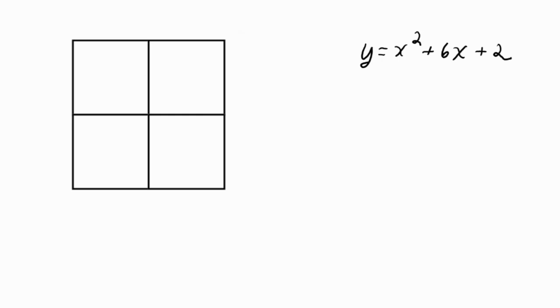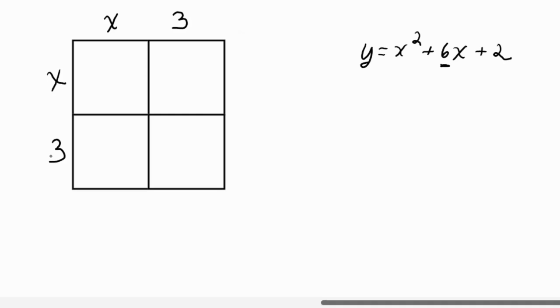Let's say we had y equals x squared plus 6x plus 2. We're going to look at the middle term and take half of the 6. Half of the 6 is 3. So when I build my box, I'm going to use x plus 3 and x plus 3. So I have x, 3, x, 3. Now we're going to complete the box by multiplying.